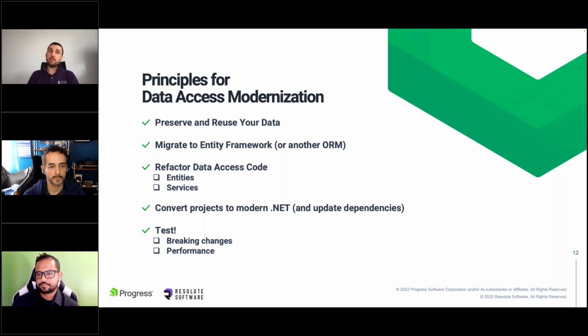The typical migration efforts that we see at the data access level is migrating to, most of the time, Entity Framework, or typically to some kind of an object relational mapping framework. We also do a lot of refactoring. So refactor data access code. If you don't have an n-tier architecture that is well segregated in your typical web forms application, then a lot of times refactoring into entities and services is an effort that has a lot of returns in the future. We very often convert projects to modern .NET.